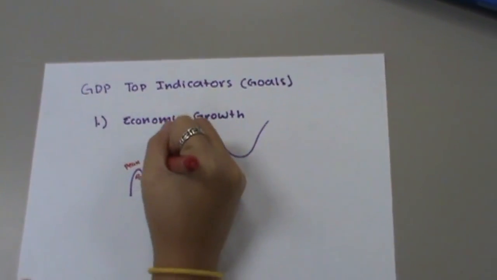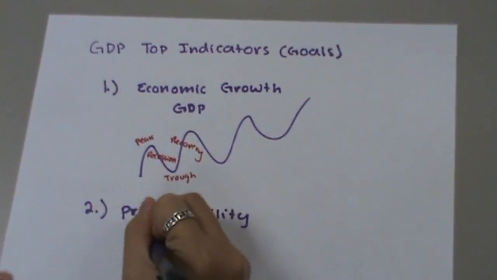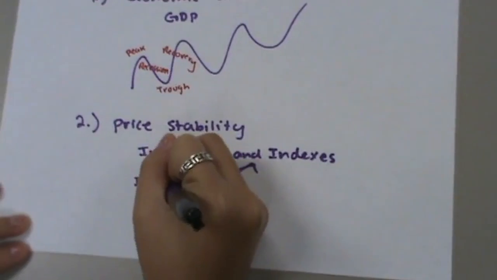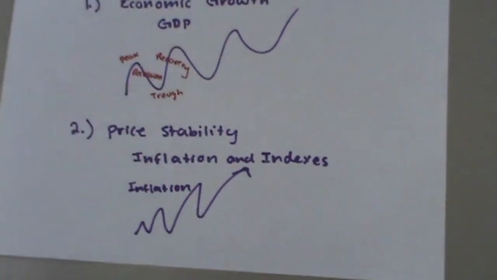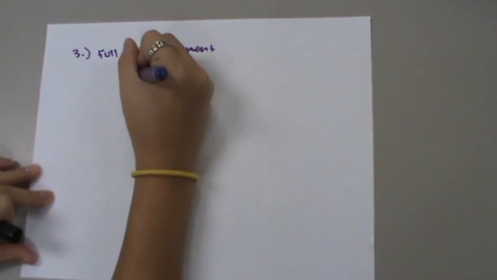The second top indicator is price stability. Price stability is the measure of the rate of inflation in the prices of goods and services in a given country. The final top indicator is full employment. Full employment looks at the unemployment rate, which is about 4 to 6%.